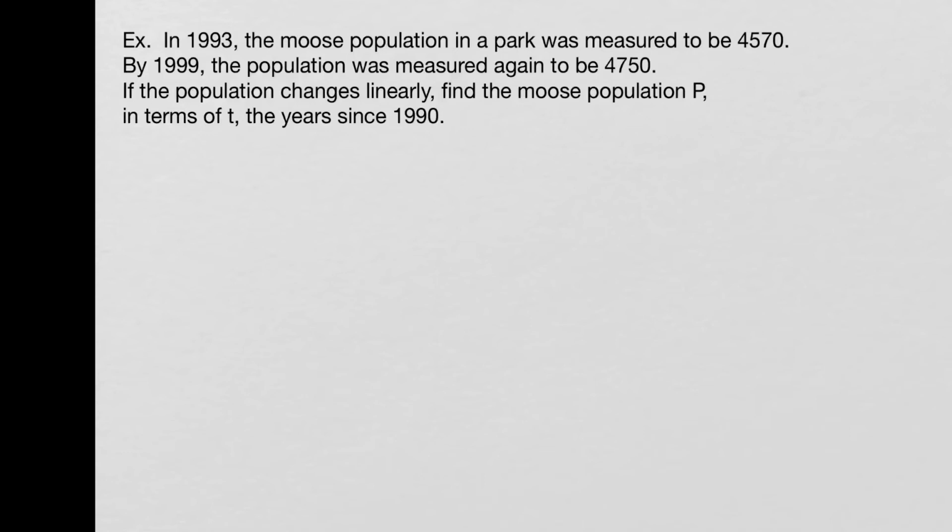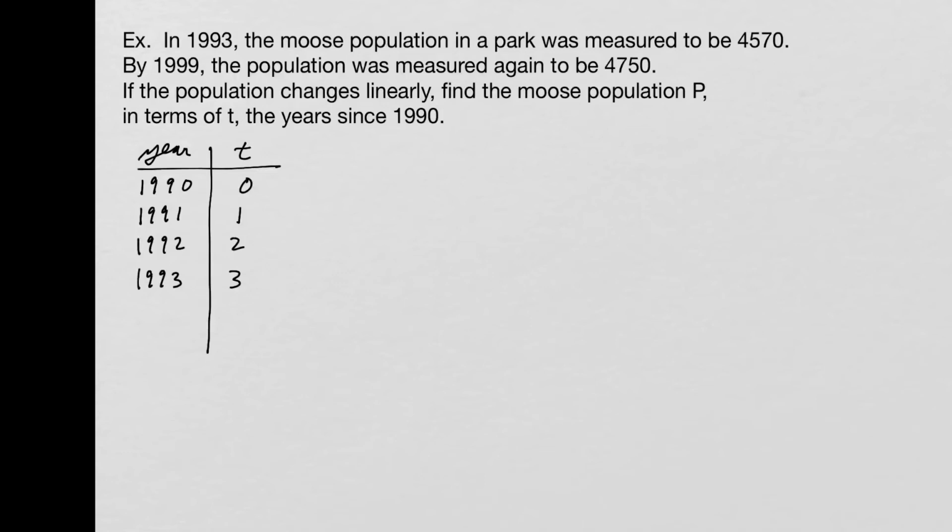So if the year is 1990 and T represents the years since 1990, T must be 0, right? If it's 1991, then T would be 1, right? And I'm just getting that by subtracting. If it's 1992 minus 1990, T would be 2. 1993, T would be 3, and so on. Okay, if it's 1999, then T would be 9.